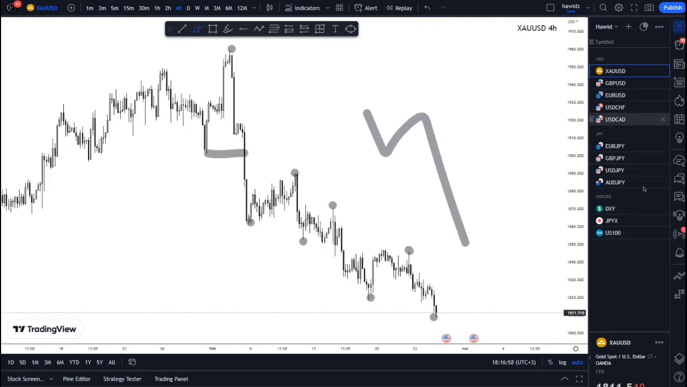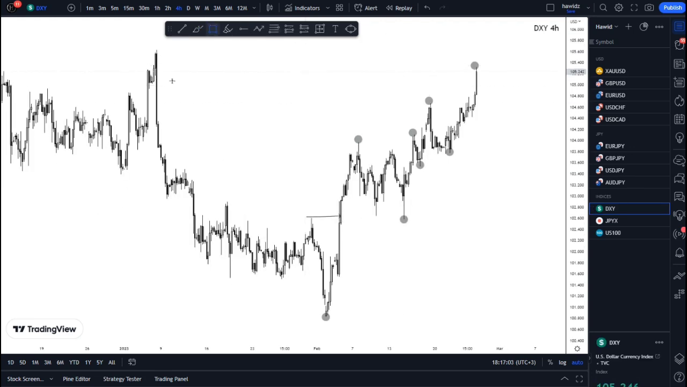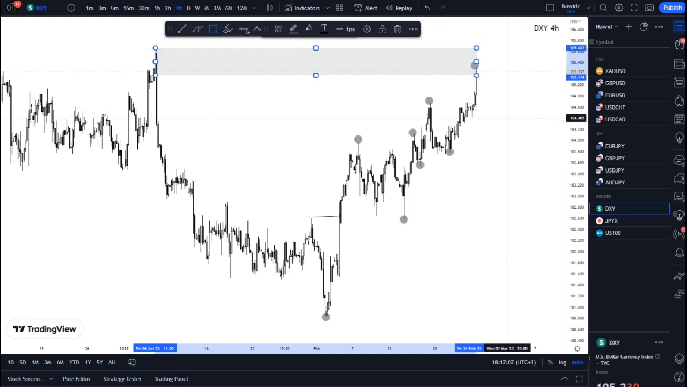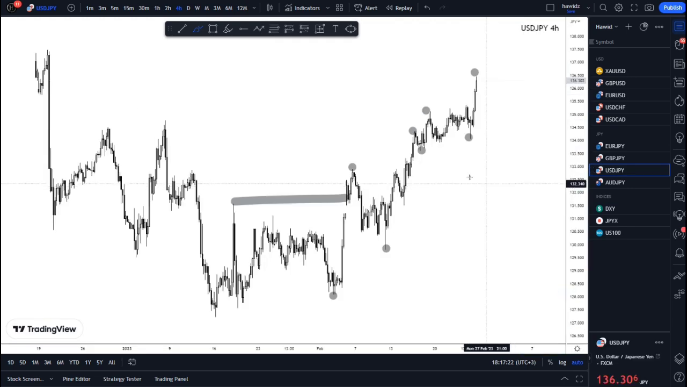Let's just check up on DXY. How's DXY pushing, right? DXY is pushing bullish and potentially hitting an area of supply right here, right? And we're expecting the same thing, right? Expecting price to move, break, retest, and then go bearish from there, right? So this is just a prediction, not financial advice of any sort.